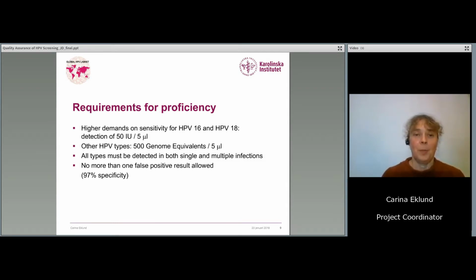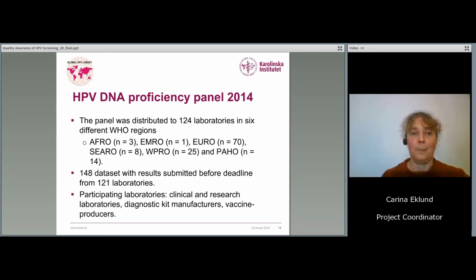And the requirements to be proficient in our study are higher for HPV 16 and 18, with detection of 50 international units in 5 microliters. The other HPV types require 500 genome equivalents in 5 microliters. But all types must be detected in both single and multiple infections, and no more than one false positive result is allowed. That is the same as 97% specificity.